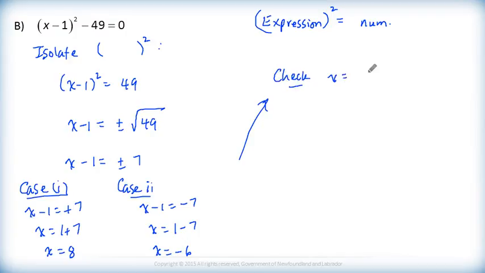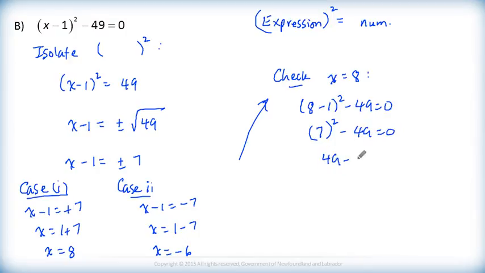I'll check x equals 8 first. We have (8 minus 1) squared minus 49 equals 0. Checking in the original equation. That gives me 7 squared in that bracket, which is 49. So 49 minus 49 does indeed equal 0.